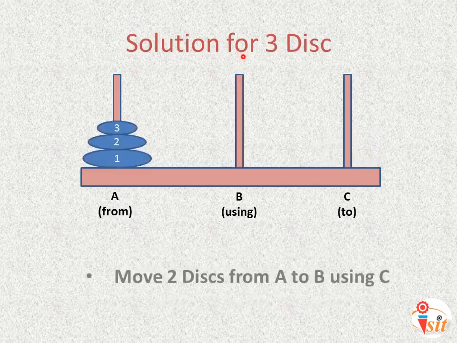If there are 3 disks given, now we can call this problem large. This is a little bit complex. Now if there are 3 disks, I am going to give the moves like this. Move 2 disks from A to B using C. Actually we have to move 1 disk at a time, but here I am saying move 2 disks.